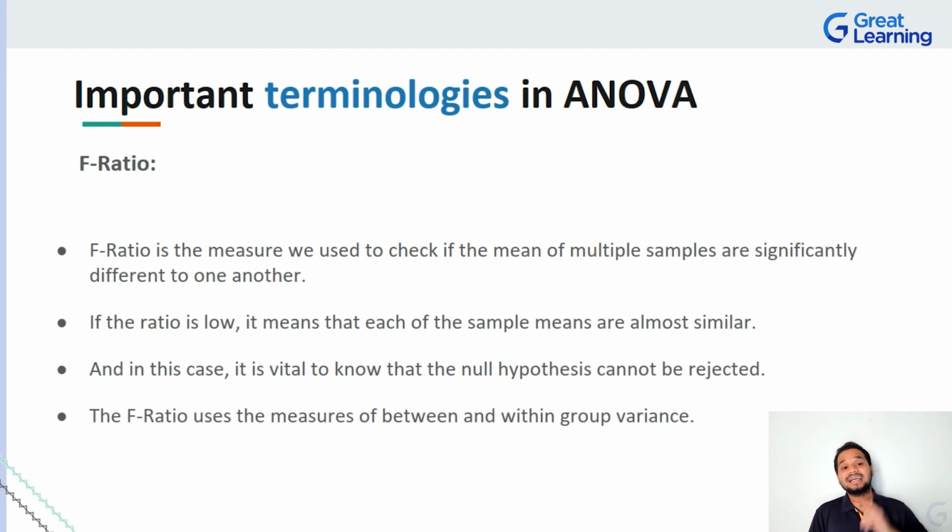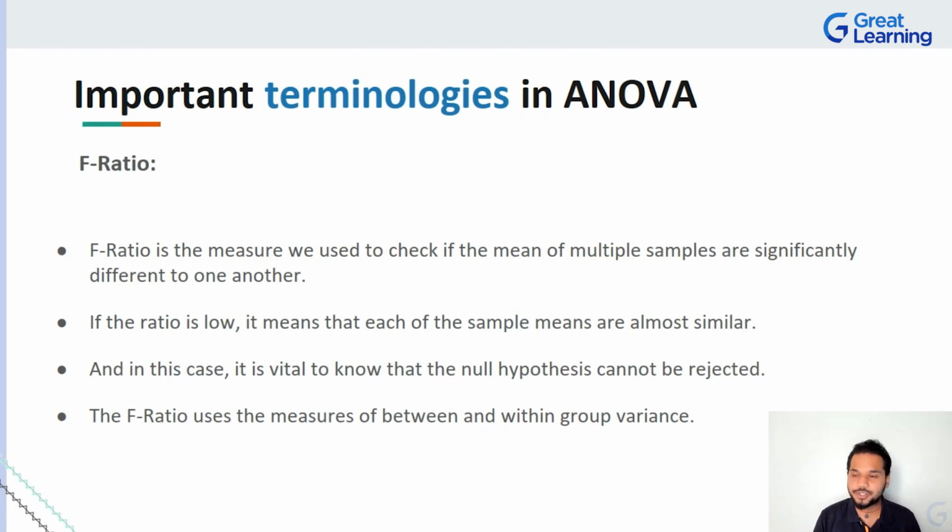Right? Fantastic. The next important terminology that you really have to know about is something called the F ratio. Now, the F ratio is a very interesting measure, because here we're trying to check if the means of multiple samples are significantly different from one another. If you have multiple means from multiple samples and you want to understand if there is a huge difference between them, the F ratio is a number that's going to tell you how different your means are from each other.